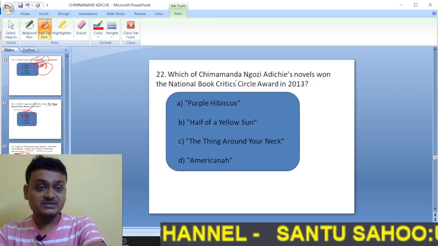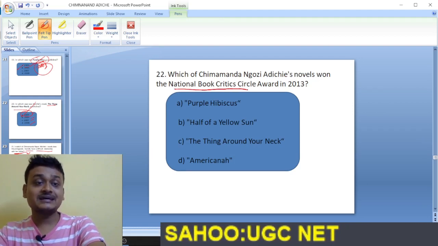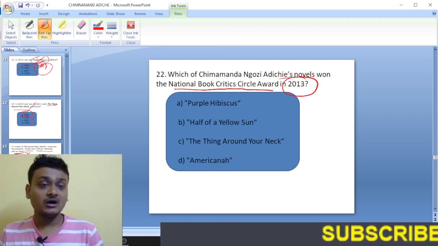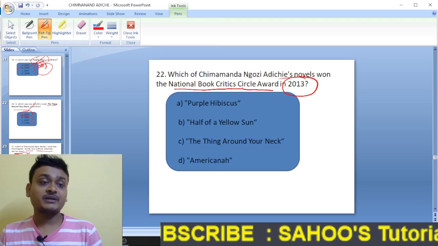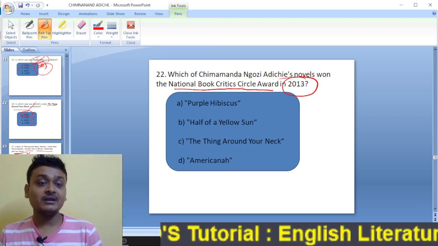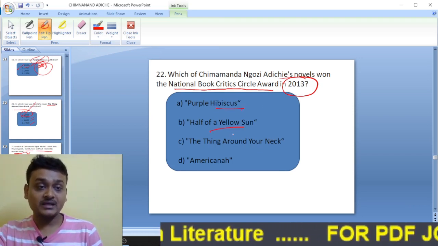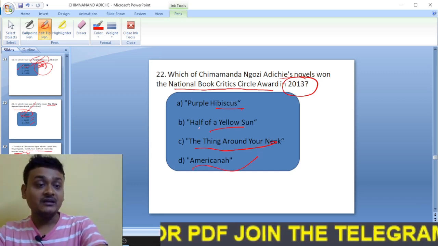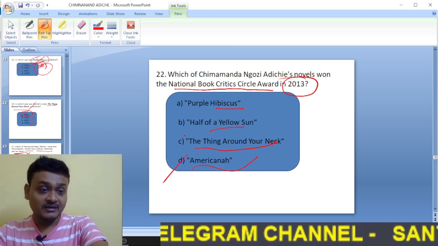Next question. Which of Chimamanda Ngozi Adichie's novels won the National Book Critics Circle Award in 2013? Which novel of Chimamanda Ngozi Adichie has won her this prestigious award, the National Book Critics Circle Award in the year 2013? Now your options are Purple Hibiscus, Half of a Yellow Sun, The Thing Around Your Neck, Americanah. So yeah, the right option is The Thing Around Your Neck. It is actually Americanah.